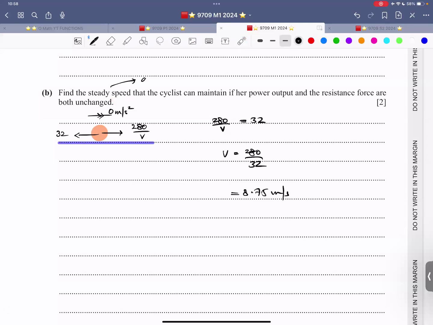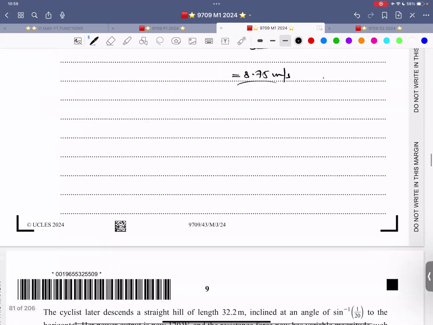Steady speed means acceleration is 0, that the cyclist can maintain if the power output and the resistance force are both unchanged, resistance force or resistive force. So now 280 is the same. V is what we are looking for. This is 32. Acceleration is 0. Therefore, forward force and backward forces are equal. Therefore, V comes out to be 8.75.